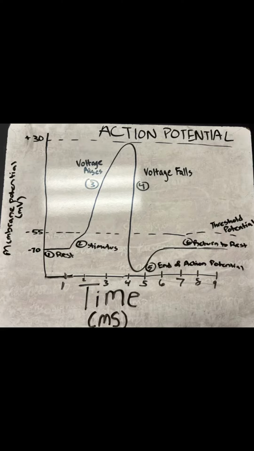Once it reaches negative 55 millivolts, the voltage-gated sodium channels open, causing more sodium ions to enter, further depolarizing the cell. Once this reaches positive 30 millivolts, the peak of the action potential, the voltage-gated potassium channel opens, causing the potassium ions inside the cell to leave, repolarizing the cell and approximately restoring the negative 70 millivolts potential of the cell. After repolarization, there's a delay in the potassium channel closing.